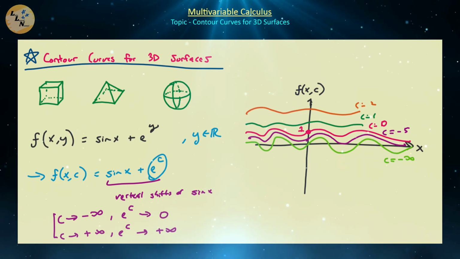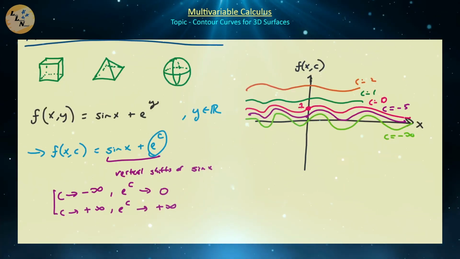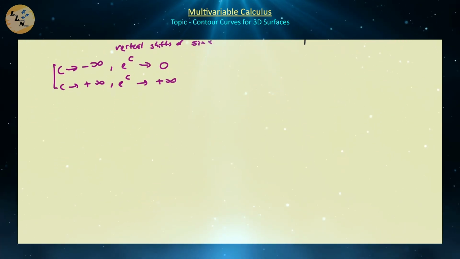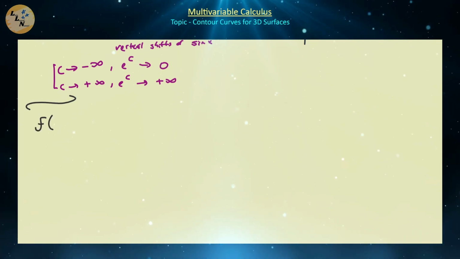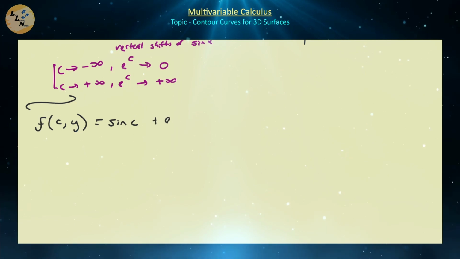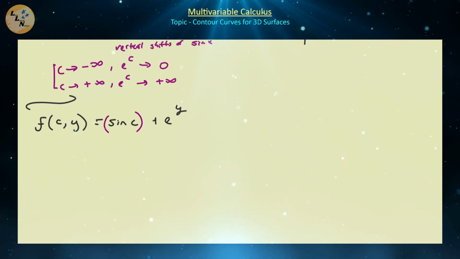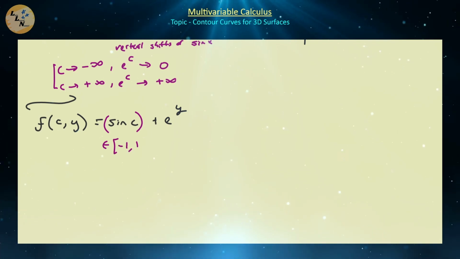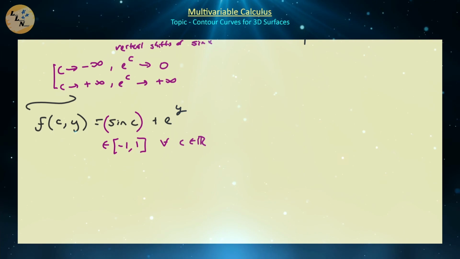Now, what happens if we instead focus on the variable y for particular constant values of x? If we think about it from that perspective, for example, if we choose f of c, y, that's going to be equal to what? That's going to be equal to the sine of c plus e to the value of y. Now keep in mind that sine of c belongs to the closed interval -1 to 1 for all values c which you can choose in the set of real numbers.